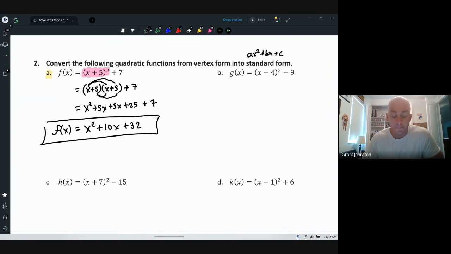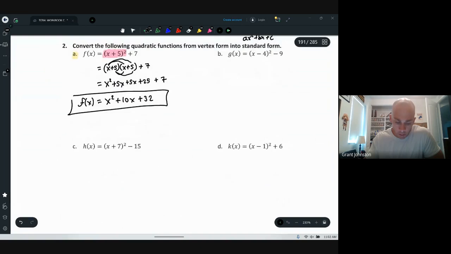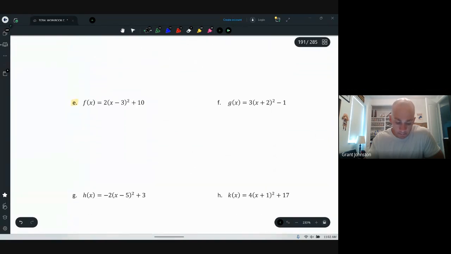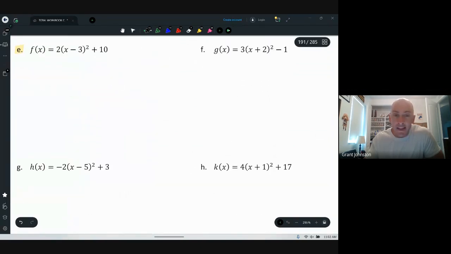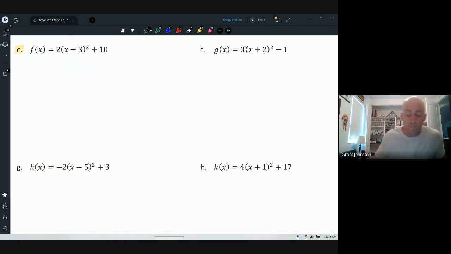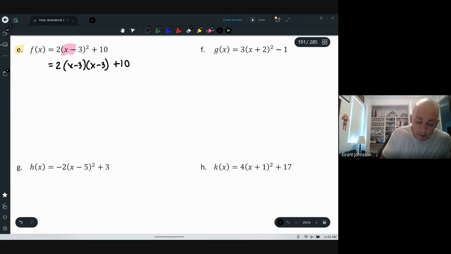It's in standard form. Let me show you E. Same idea, but now we just have a coefficient of 2. So I'm going to write 2, and I'm going to do x minus 3 squared plus 10, because what I want to do first is this.